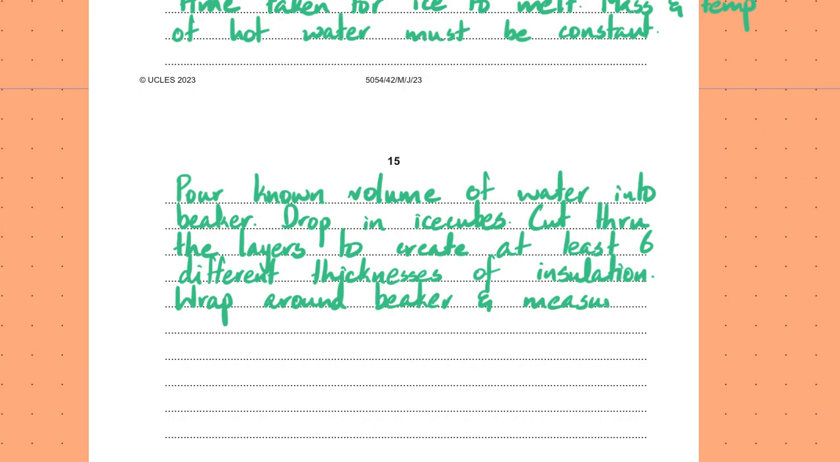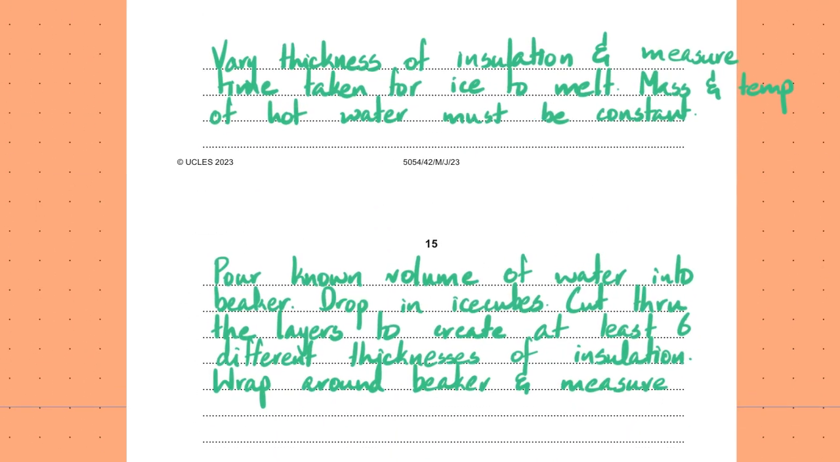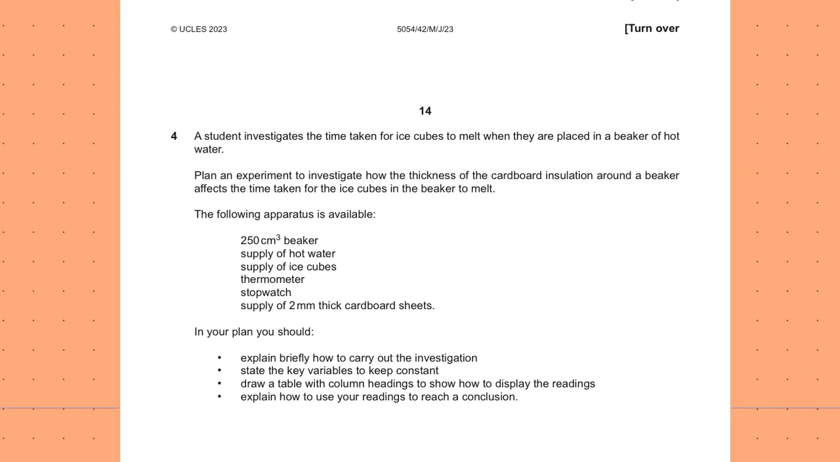So was it the time for the ice cubes to melt or what? And measure the time, yeah, so for the ice cubes to melt. Measure time for melting using a stopwatch. Right, so that's a lot about the experimental procedure as well. What else do we have? Draw a table with column headings to show how to display the readings, right?